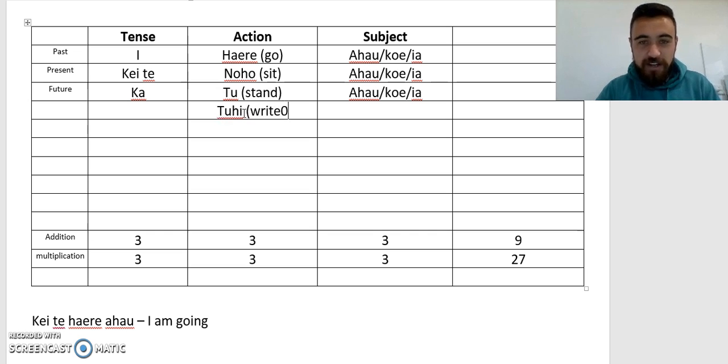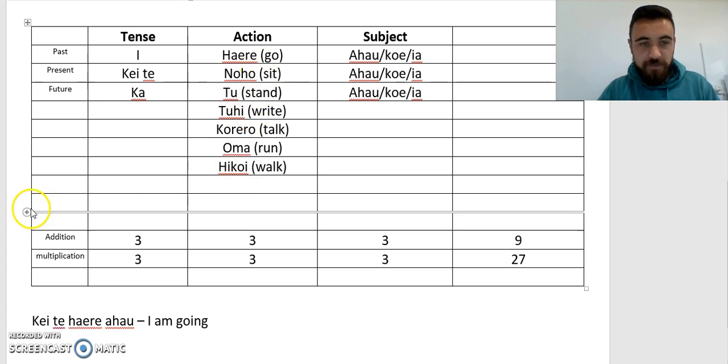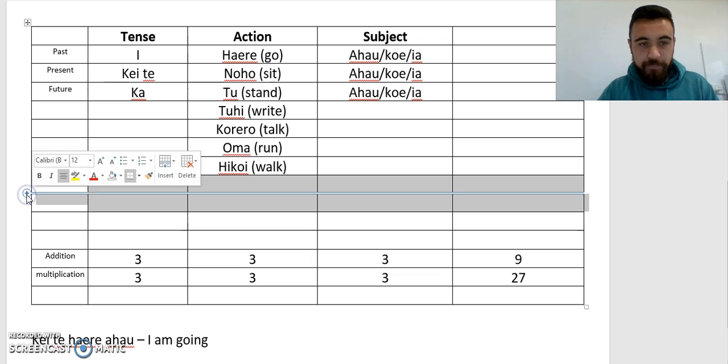Tuhi means to write. Kōrero means to talk. Oma means to run. Hikoi. Some of these have little macrons over them, but I don't know how to write them properly on the keyboard here. Hikoi means to walk. So how many is that? 1, 2, 3, 4, 5, 6, 7. Might as well just finish off 10 now.